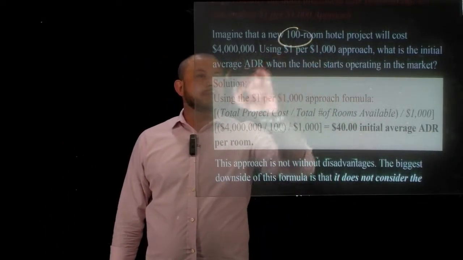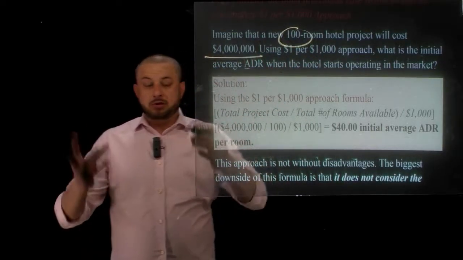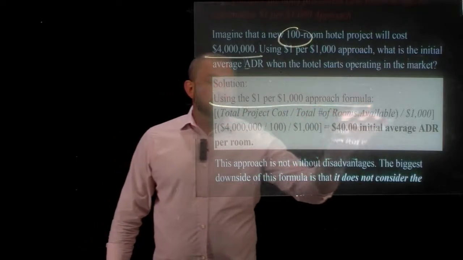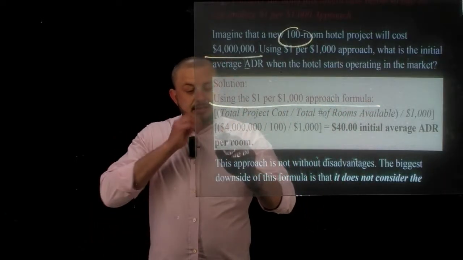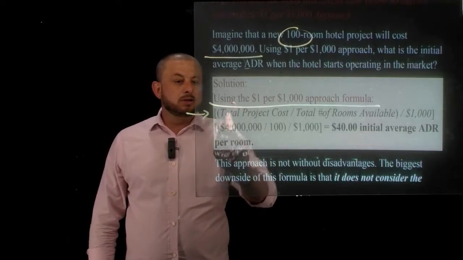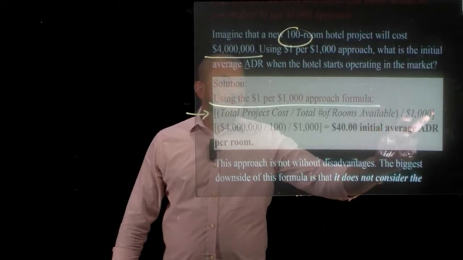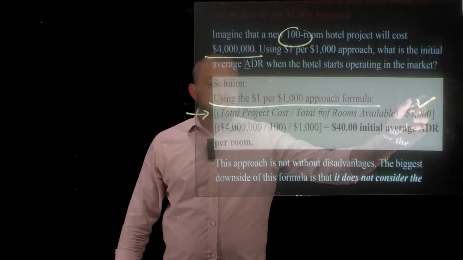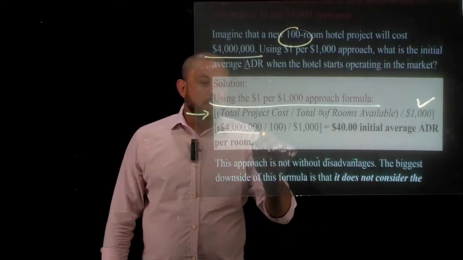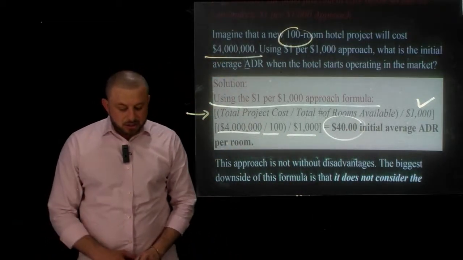We have a 100-room hotel over here, the number of rooms available. We have the project cost, which is the total project. Using the dollar per thousand approach, I can easily analyze the equation. The equation is the total project cost over the total number of rooms available over $1,000, which never changes, always $1,000. $4 million over 100 over $1,000 is going to give us $40 as an initial average ADR.